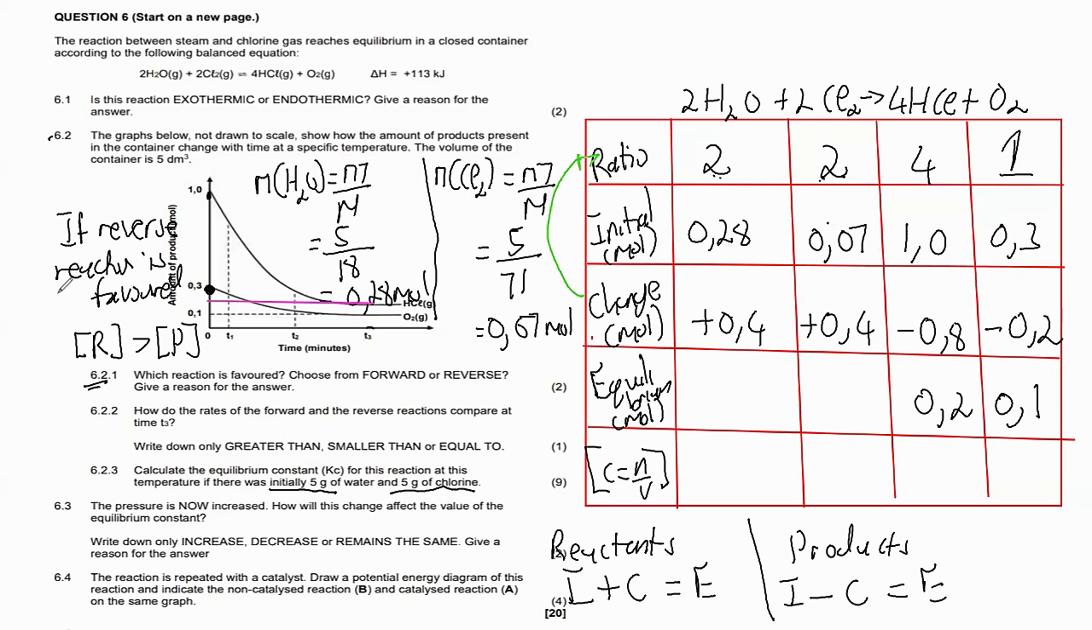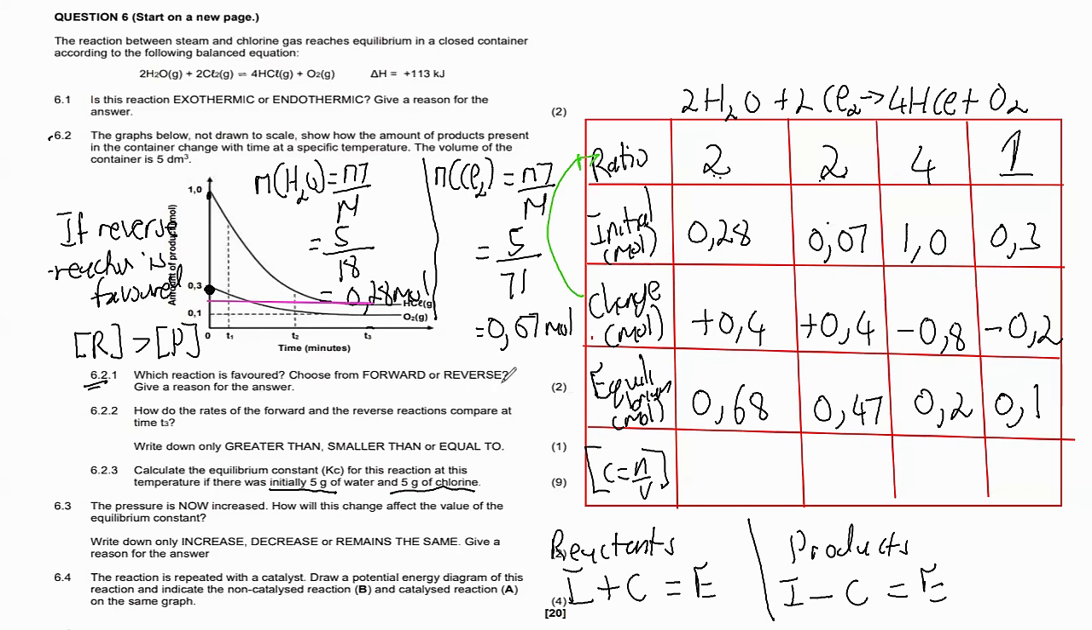And now to find our number of moles at equilibrium, remember for the reactants, I need to say initial plus the change is equal to the number of moles at equilibrium. So that's 0.28 plus 0.4, which will give us 0.68. Then here we have 0.07 plus 0.4. This will give us 0.47, right? But then we are not done.